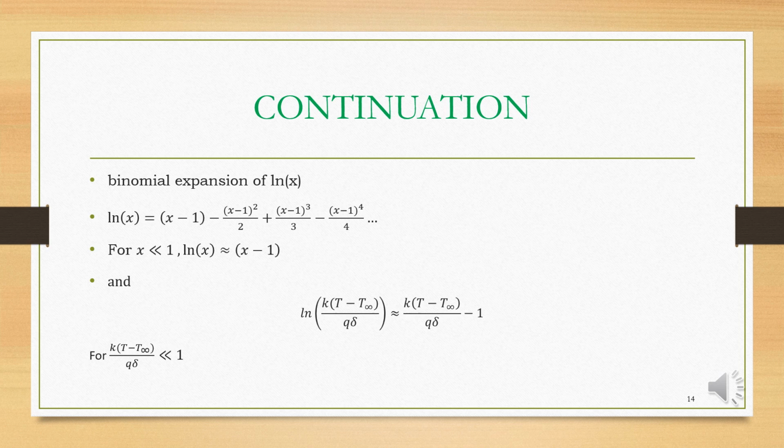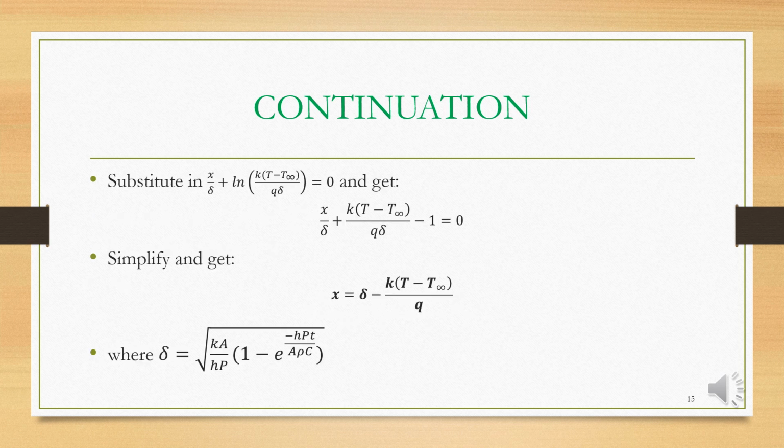We also had a natural log in our solution. Now we can approximate that natural log as (kt minus t infinity) over q lambda minus 1, provided (kt minus t infinity) over q lambda is far less than 1. We substitute the approximated natural log into the equation, and we get x over lambda plus (kt minus t infinity) over q lambda minus 1. We arrange and get an expression that x is directly proportional to lambda plus a negative intercept. Here, lambda is given as stated there.